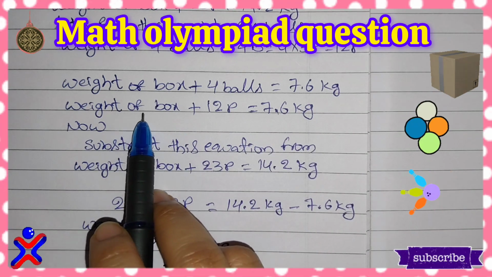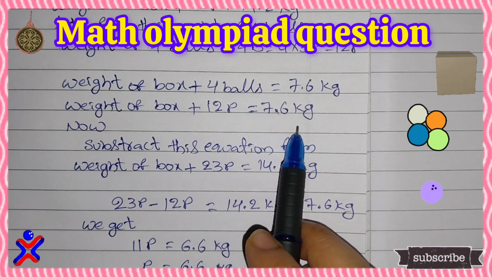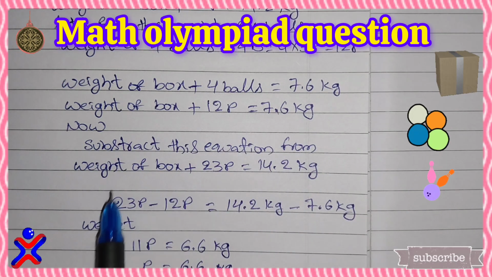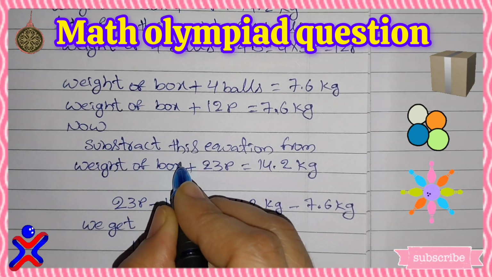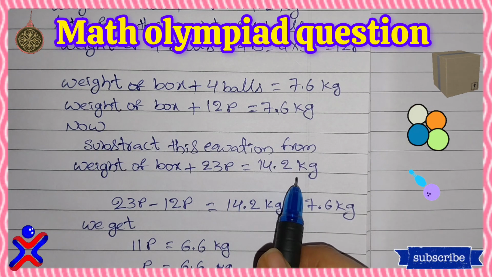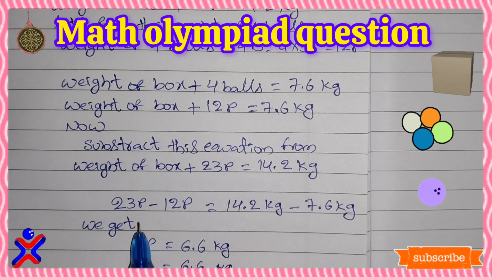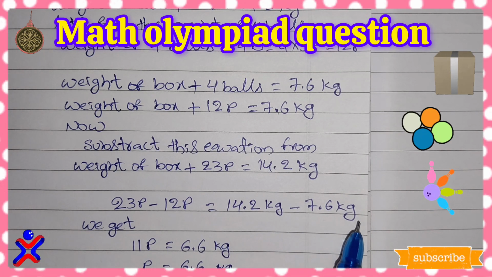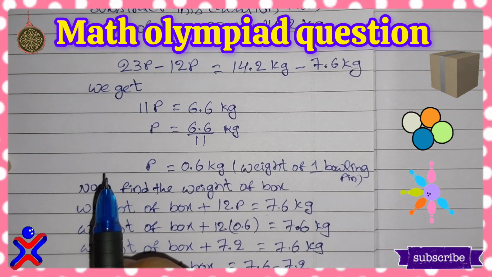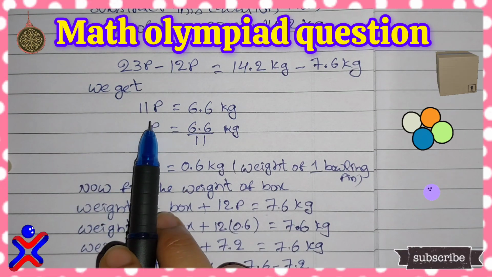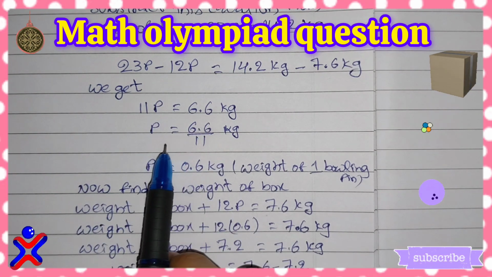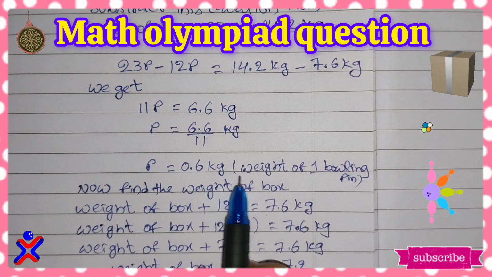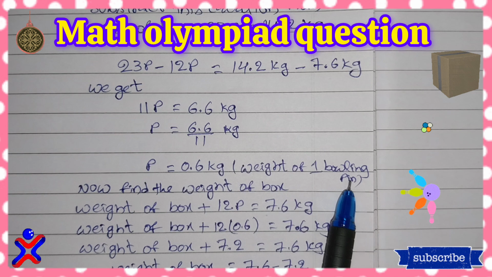Now subtract this equation from weight of box plus 23P equals 14.2 kg. 23P minus 12P equals 14.2 kg minus 7.6 kg. We'll get 23 minus 12 is 11P, and 14.2 minus 7.6 is 6.6. So 11P equals 6.6 kg. P equals 6.6 divided by 11. P equals 0.6 kg, the weight of one bowling pin.